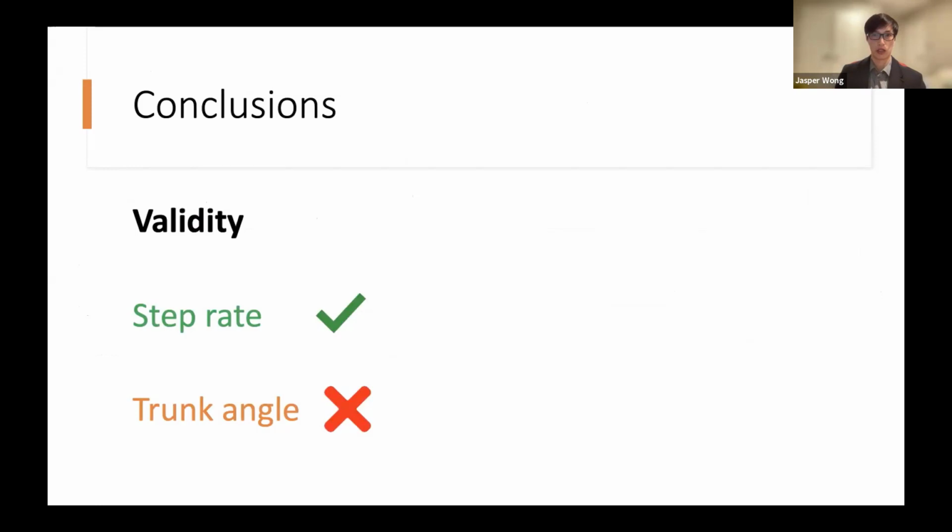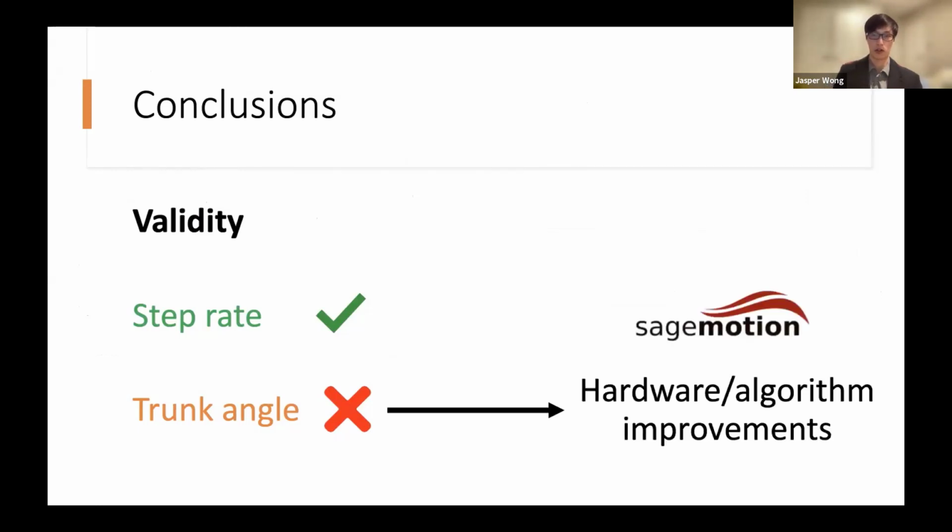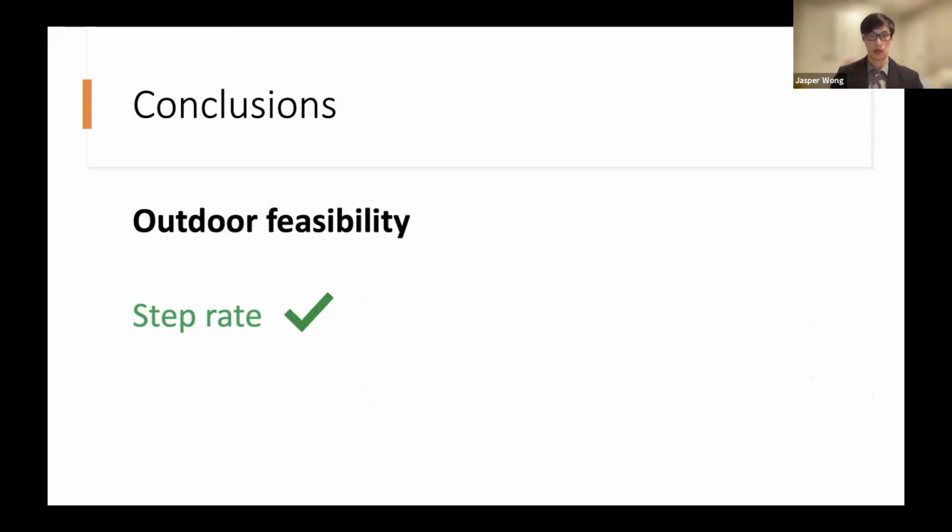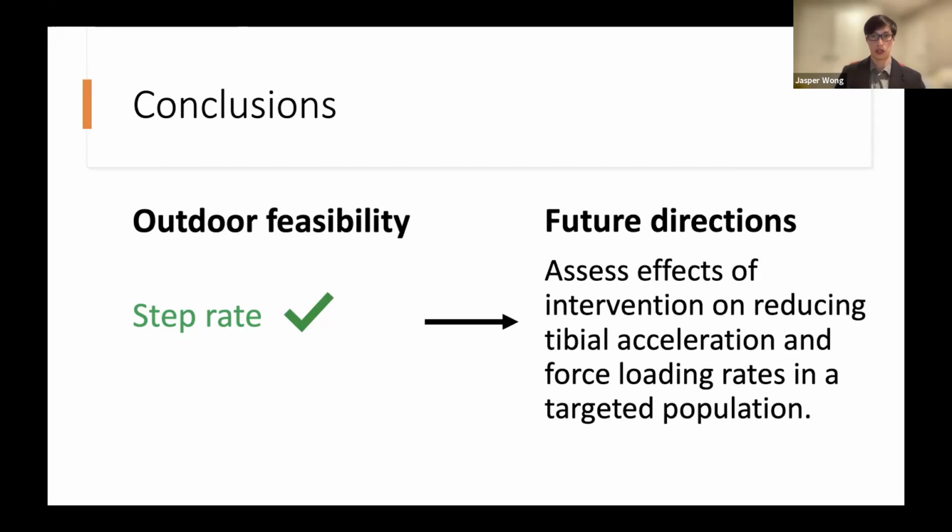So in conclusion, we can see that the Sage Motion system was valid for measuring step rate, but not trunk angle during running. This was likely due to hardware or algorithm issues that need to be addressed by the company before future use. In terms of outdoor feasibility, the system is feasible for modifying step rate in an outdoor environment. Future work would be to assess the effects of a longer intervention on reducing tibial acceleration and/or force loading rates in a more targeted population.